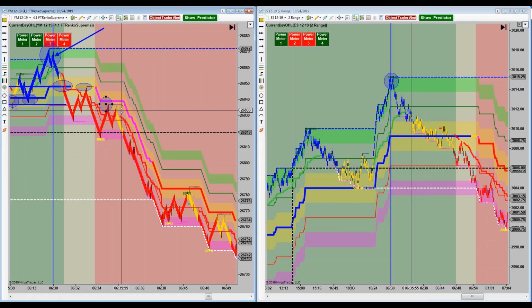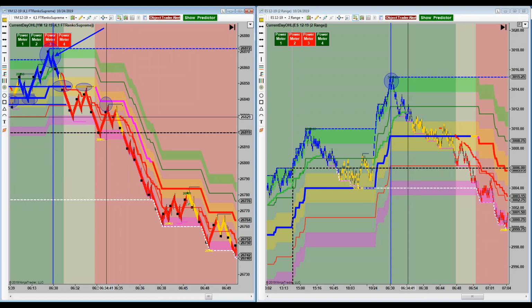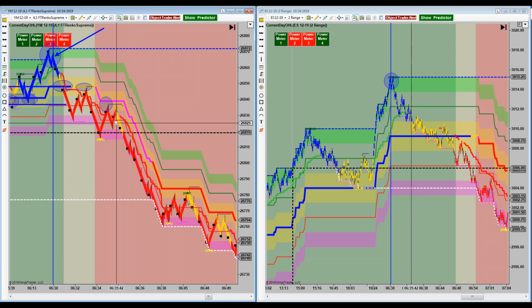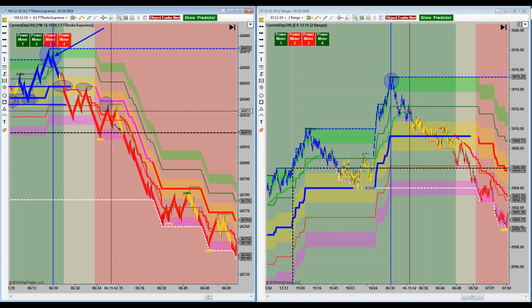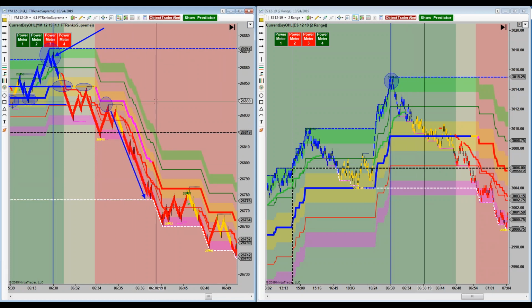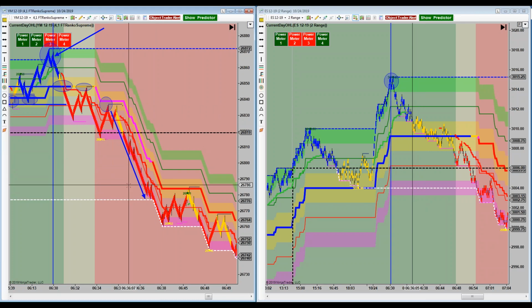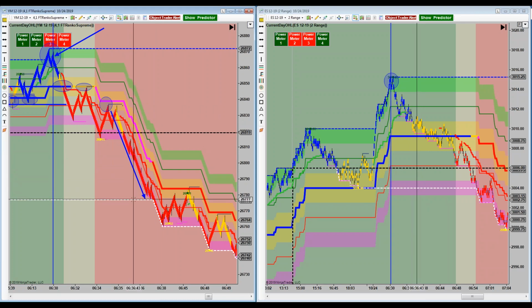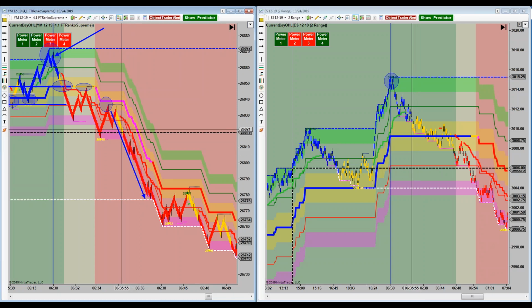What is that line right there? The white line. What is the white line? Anybody know what that is? What is that line? What is that indicator? That's the low of the day. It went right to it.